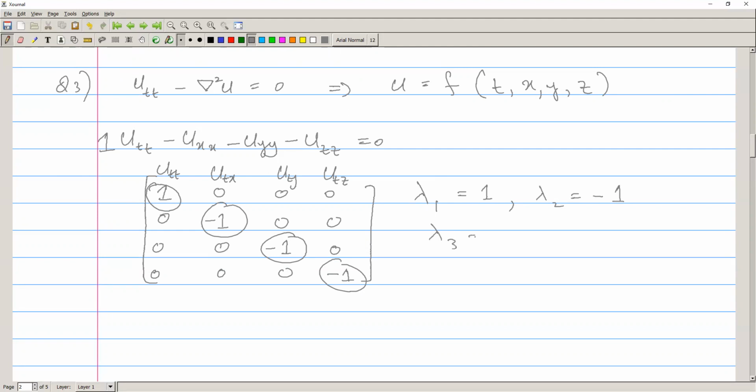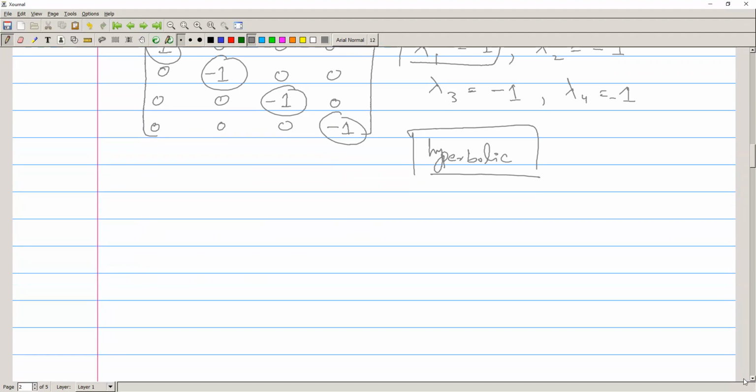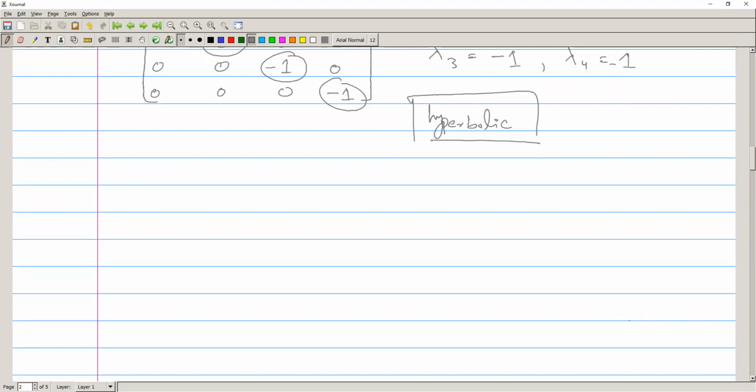Now here we can see that one of the eigenvalues is positive and all others are negative. So we come to the conclusion that this is the third case, that is hyperbolic PDE, because we said that if the sign of one eigenvalue differs from the rest of the others, it will be a hyperbolic partial differential equation, right? So let's talk about another example. In fact, it's the last example.